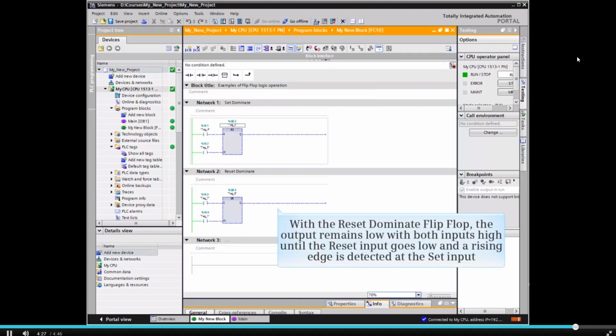With the reset dominant flip-flop, the output remains low with both inputs high until the reset input goes low and a rising edge is detected at the set input.